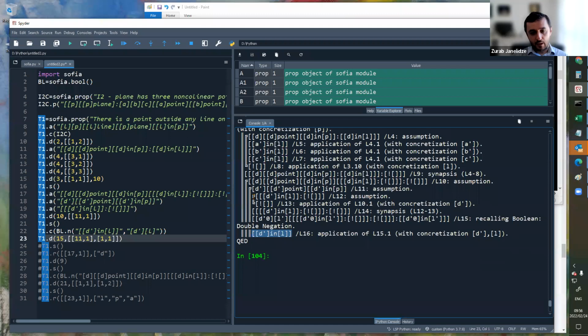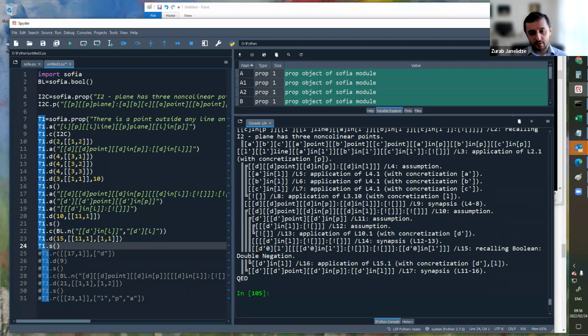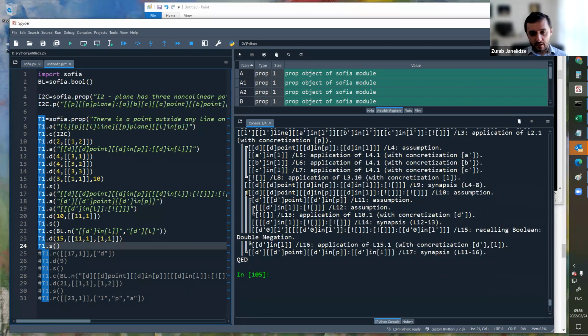Okay. What's next? Well, we now step out from that block. We now have that. So this is where we introduce the assumption that D prime is a point lying on P, and we managed to prove that under that assumption, D prime will also lie in L. So we actually proved here what in line 9, we said can't be true.